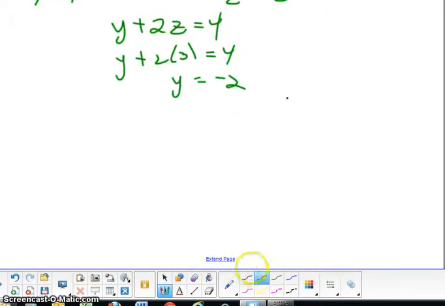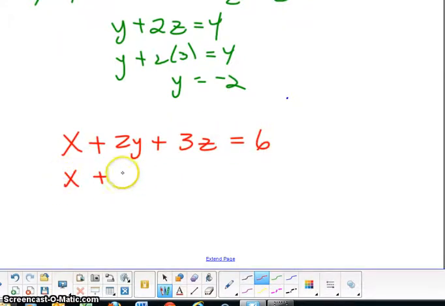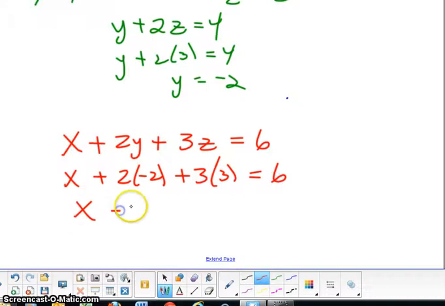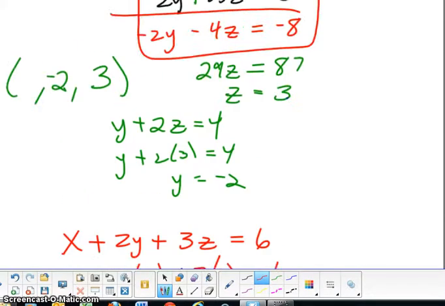And then finally, I'm going to take 3 and negative 2 and plug it back into my original. And I'm going to choose the first one, x plus 2y plus 3z equals 6. And we do not know x, so that's going to be left alone. 2 times negative 2 plus 3 times 3 equals 6. So x minus 4 plus 9. We'll end up with 5 on this side, so if we subtract 5 from both sides, we get x equals 1. So that's going to complete my ordered triple. That is where all 3 planes are going to meet.